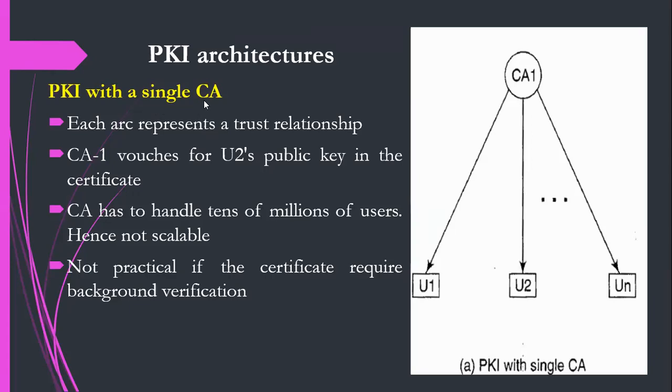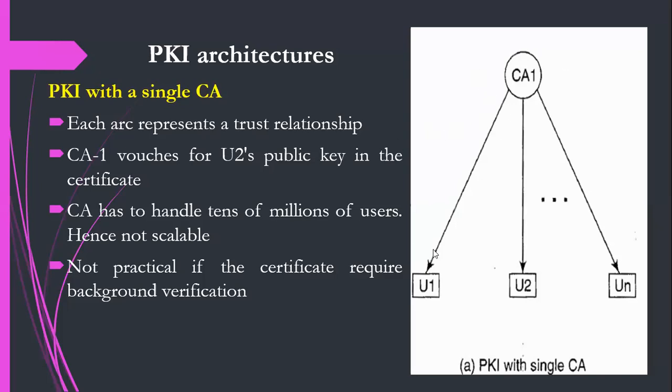So what is CA? Just now we have described. What is CA? CA stands for Certification Authority. If you observe in the diagram, here we have a single CA, Certification Authority, and each arc represents a trust relationship.